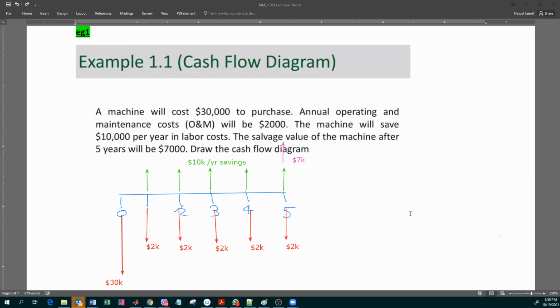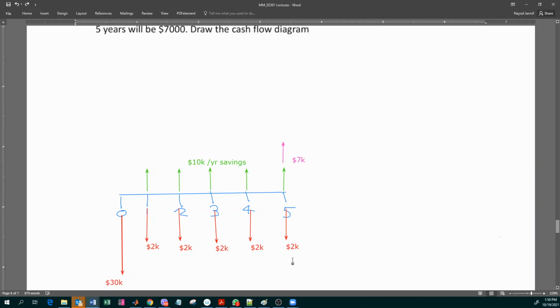That's how your cash flow diagram for that particular question looks like. So this is how you draw a cash flow diagram. Any questions, guys? Any question, my friends? Any questions, guys? All right, let's move to the next question. I'm going to close this.